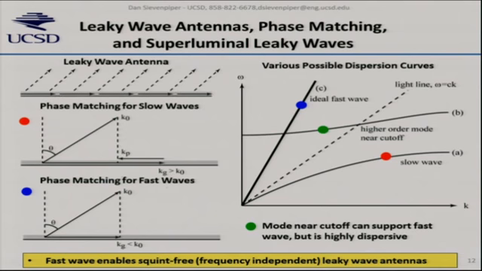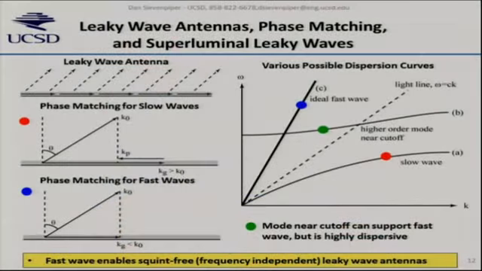So another way you can do it is with a mode that's near cutoff. Then you can actually have what we call a fast wave. The phase velocity can be faster than the speed of light. Of course, you see that that's generally very dispersive also. So small changes in frequency will cause large changes in wave vector. So this turns out to still give you a lot of beam squint.